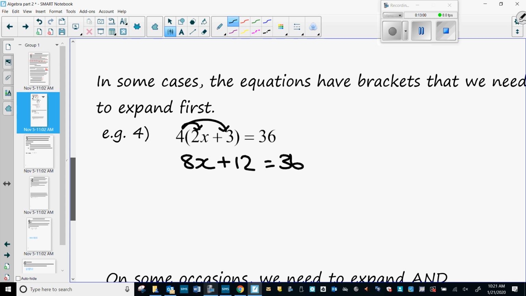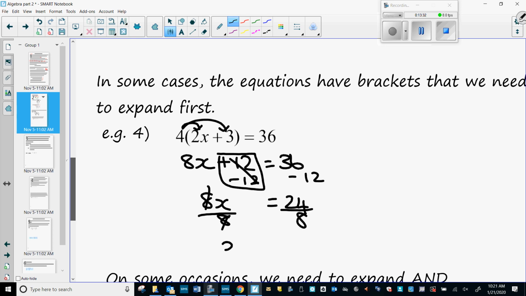Now we're going to deal with any of our numbers that we can deal with. What's the weakest thing? What am I going to move first? Good, so I'm going to subtract 12 from both sides. So I have 8x, that's gone, and that's equal to 24. And then our final step: you divide 8 by 8, and then you divide 24, and it would be x equals 3. Wonderful.